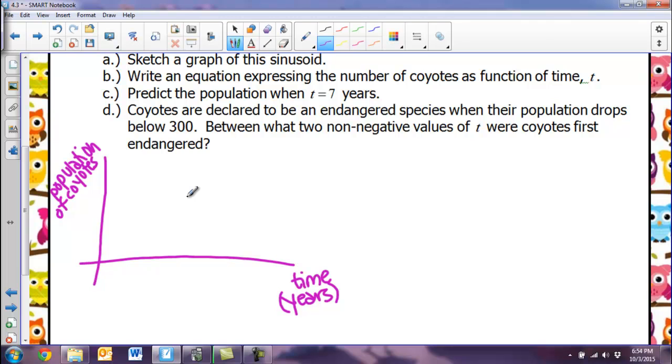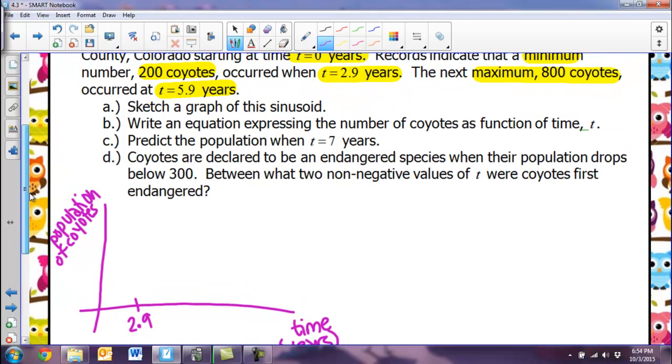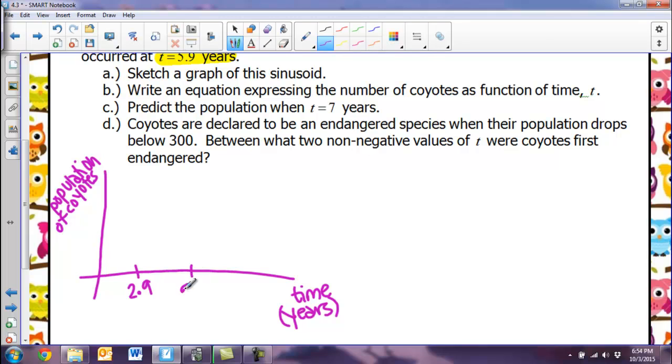I'm going to go ahead and put in those special points that they told me. They told me 2.9 years was important, and that 5.9 years is important. They also told me that the maximum number happened at 800, and that was at 5.9 years, and that the minimum number happened at 200, and that was at 2.9 years.